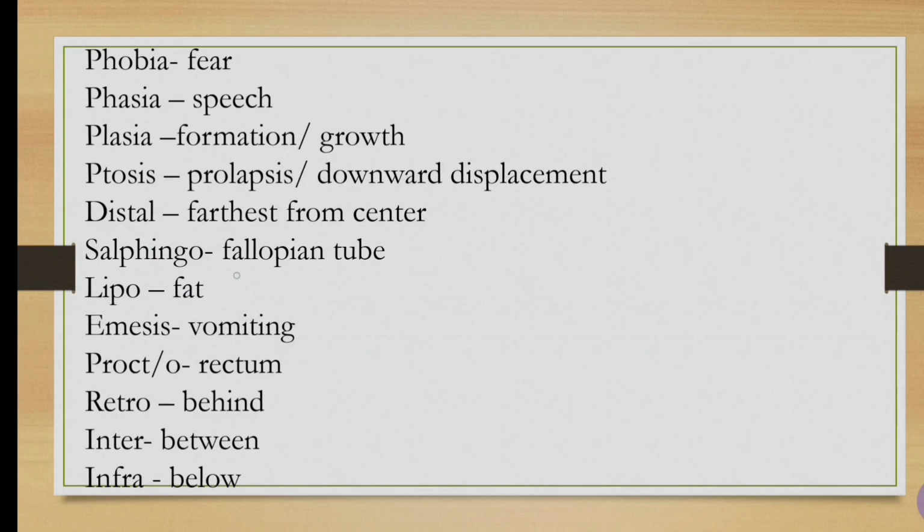Distal is farthest from center. Salpingo is a fallopian tube. Lipo means fat. Emesis is vomiting. Procto means rectum. Retro is behind. Inter means between. Infra is below.